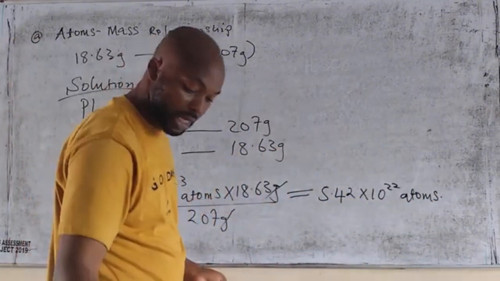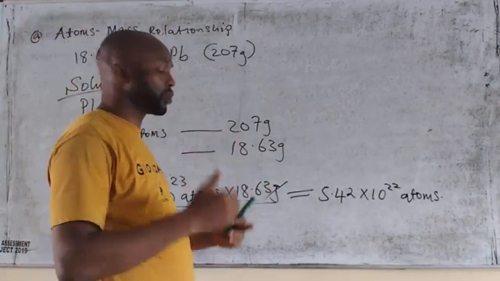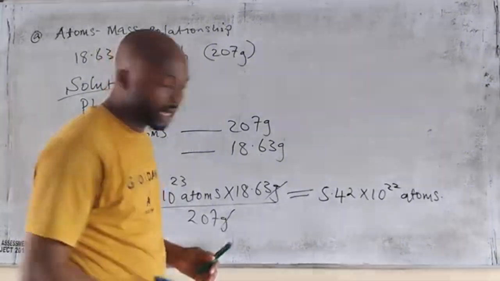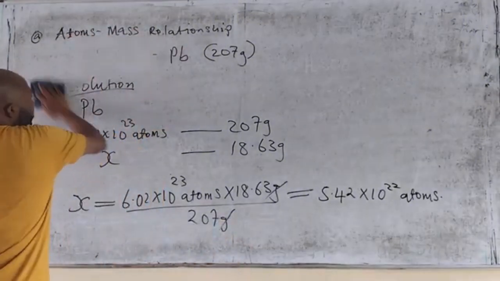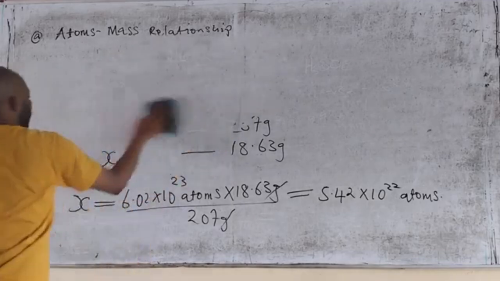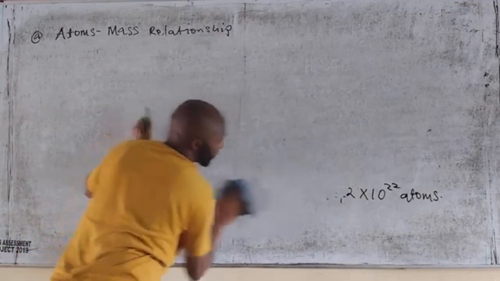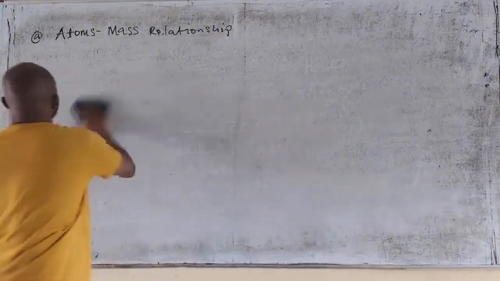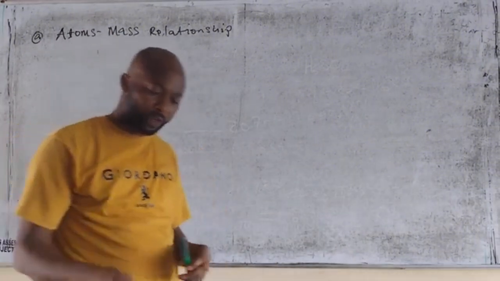So 5.42 times 10 raised to the power 22 atoms. We'll take another question. We are still on atom mass relationship.